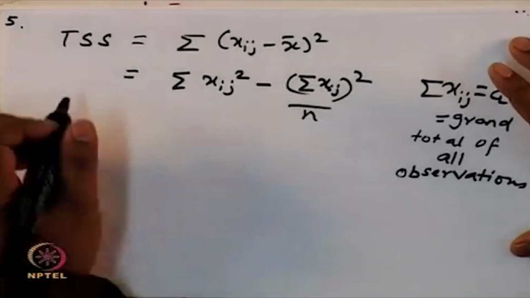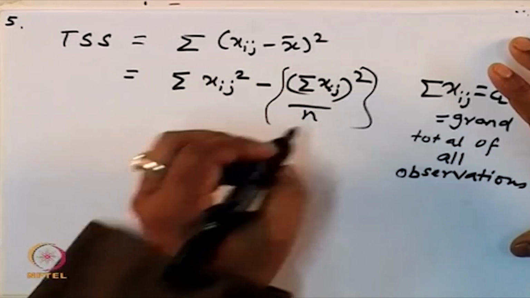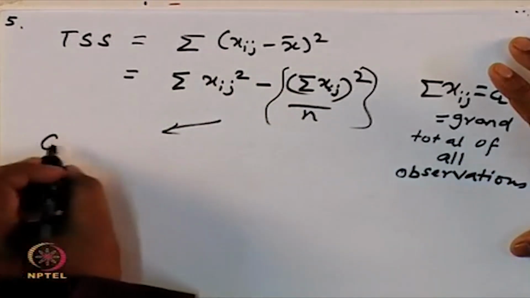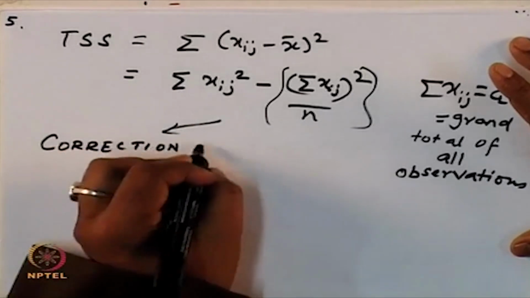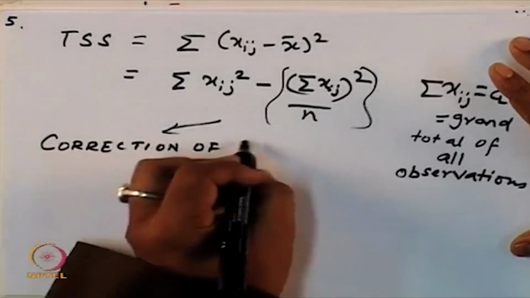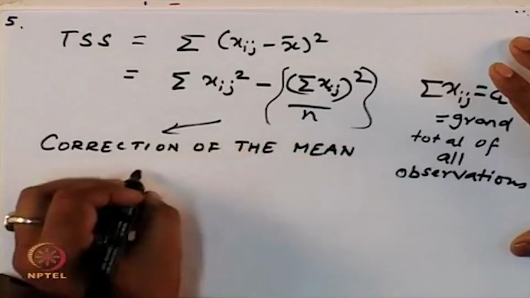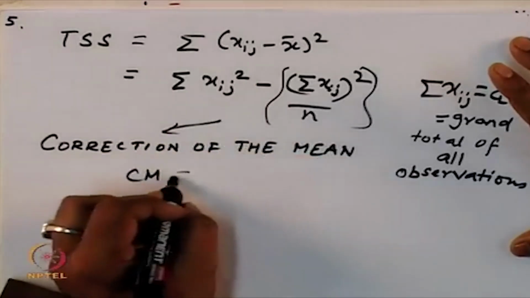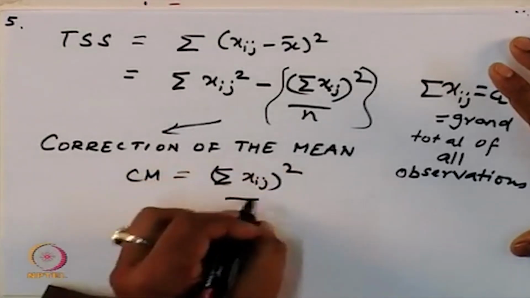And this term is referred to as the correction for the mean, and referred to as Cm. So, your Cm is given by summation of Xij whole square by n.